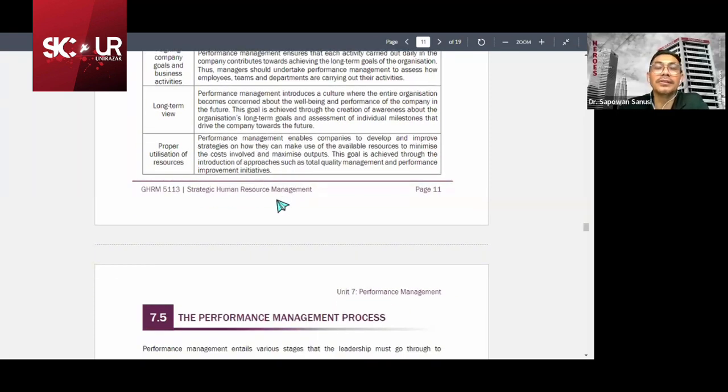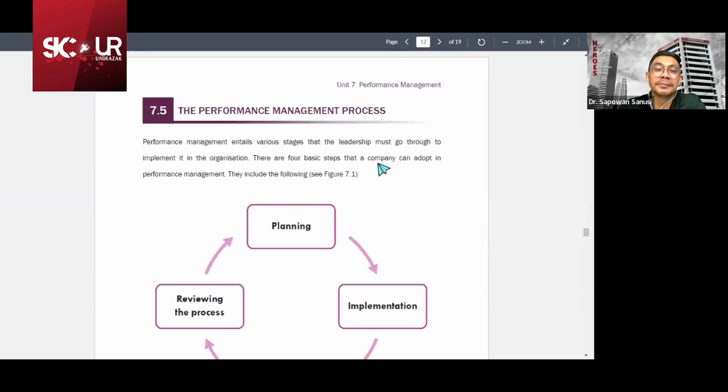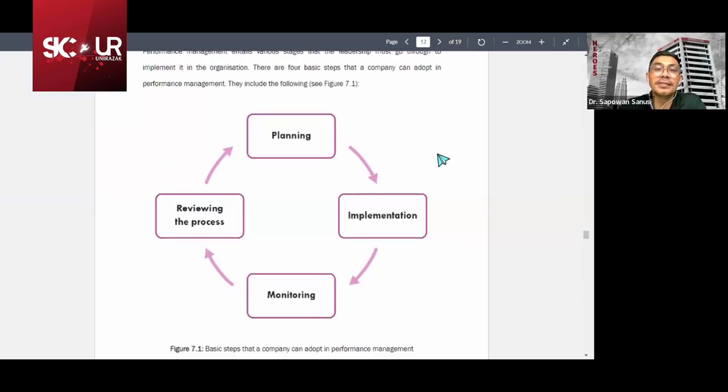Proper utilization of resources. Yes. Okay. Utilization focuses on the strategy, on enabling and availability of resources and strategies, and to reduce cost yang tak perlu. Maximize the output, minimize the cost. Okay, this is the process.